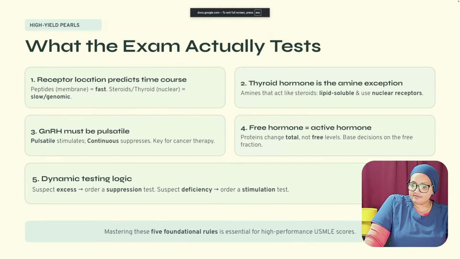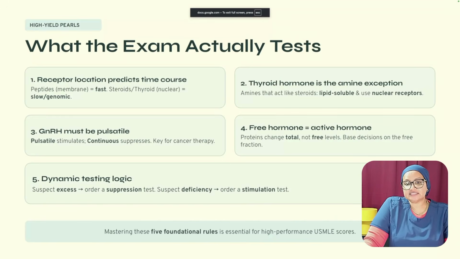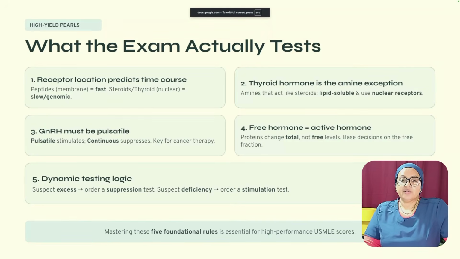Binding proteins like thyroid binding globulin, cortisol binding globulin, sex hormone binding globulin, and so on, alter total hormone concentrations without changing the free active fraction. Pregnancy, estrogen therapy, hepatic disease, and nephrotic syndrome all alter the binding protein levels and therefore total hormone readings. Always base clinical decisions on the free fraction of the hormone. This is very important. This is the active fraction, the free fraction.